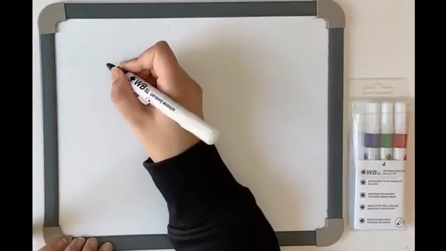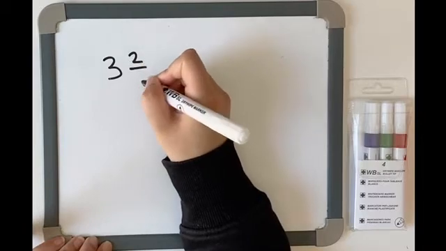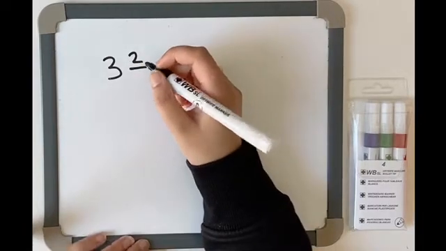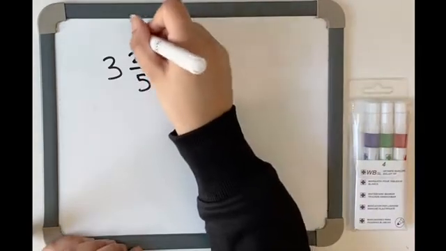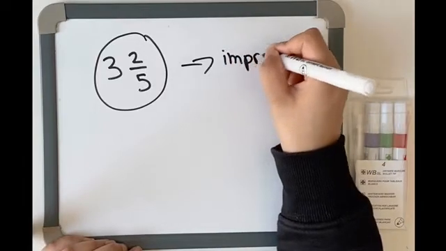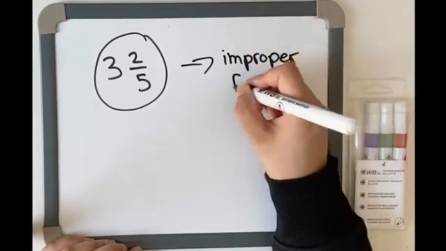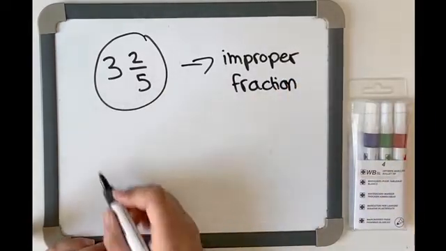Today we are going to look at how to convert a mixed number, or a mixed fraction, into an improper fraction. So we should change this mixed number into an improper fraction. Now the first step is to take our whole number, which is 3.